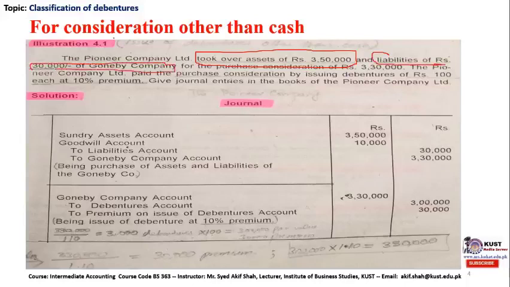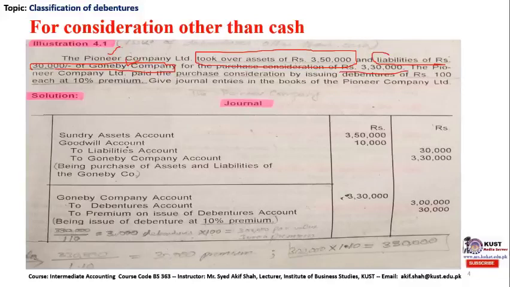So there are basically two companies. One is known as Pioneer Company, another one is known as Gone By Company. The Pioneer Company is taking over the asset of 350,000 rupees as well as the liability of the Gone By Company, which is 30,000 rupees, which will be paid later on by the Pioneer Company. Maybe the Gone By Company is trying to sell out this asset and liability as well, for the purchase consideration of rupees 330,000.